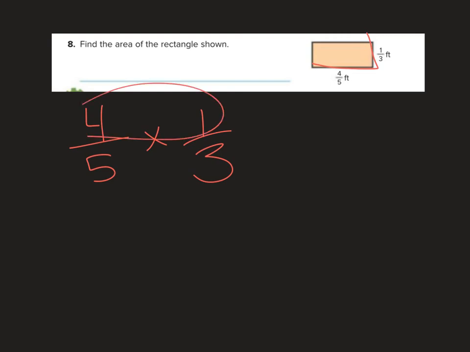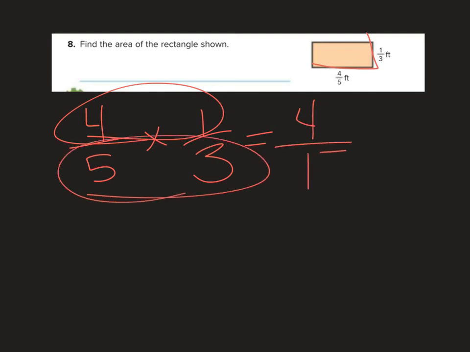So I'm going to multiply 4 times 1, and 5 times 3, 15, so 4/15. The factors of 4 are 1, 2, and 4. 1 does go into 15, but that's not going to get us anywhere. So the area is 4/15 feet squared. Feet squared, because we're talking area.